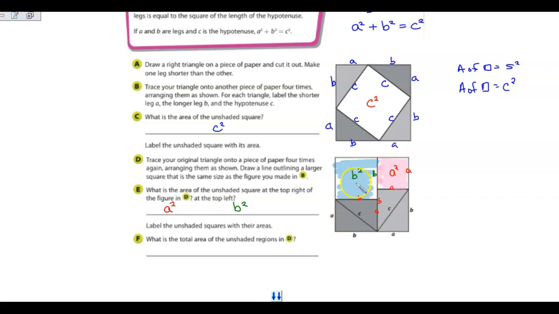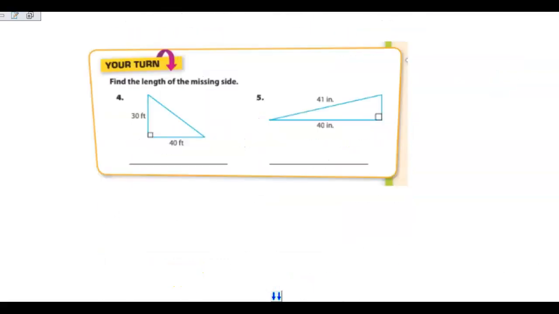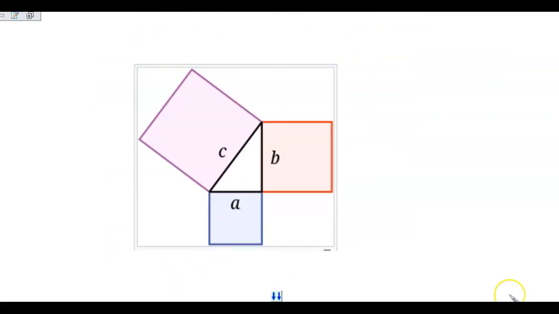So if we talk about just these parts that we shaded in ourselves, that weren't shaded in, I know that the total area would be if I took my A squared plus my B squared. We know that this part is the shaded part. This is the white square. So that proves that A squared plus B squared equals C squared. It's the same amount of space.